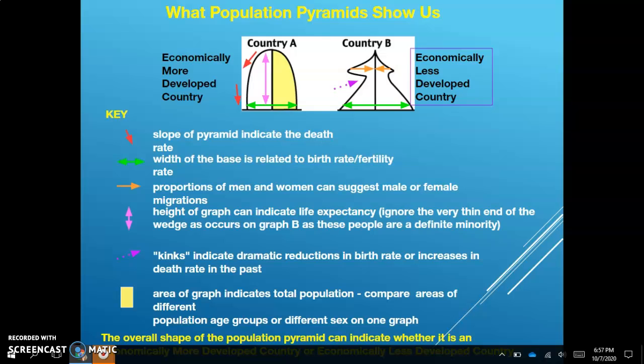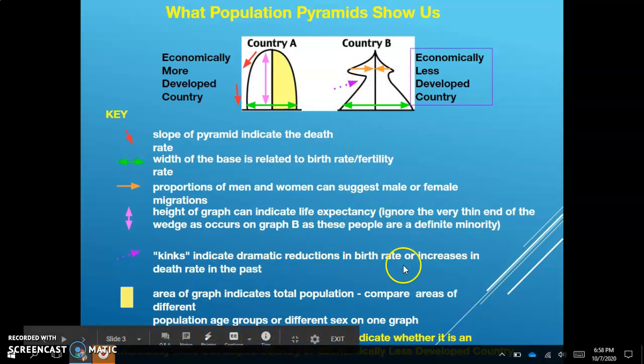And then in pink, the height of the graph will indicate life expectancy. So obviously, individuals at the very top would be how long people in that country would be expected to live. And then in the purple, kinks will indicate a dramatic reduction in birth rate or increases in the death rate in the past. Again, this could be things like war, famine, or something dramatic that has happened in the country.